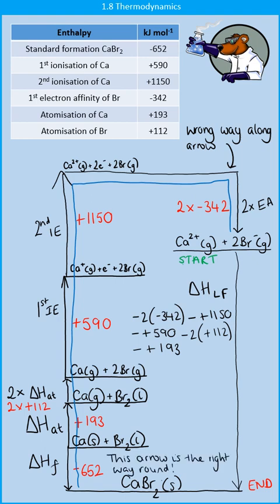And then when I finally get to that enthalpy change of formation that we started with, that arrow is the right way round, so there I don't need to take a negative, so this time I'm just going to add it on. And all of that gives me a final answer of minus 2125 kilojoules per mole. So this is a highly, highly exothermic process.